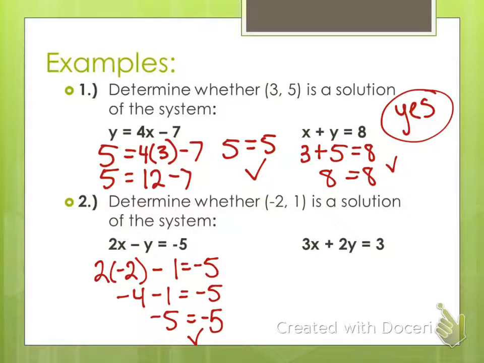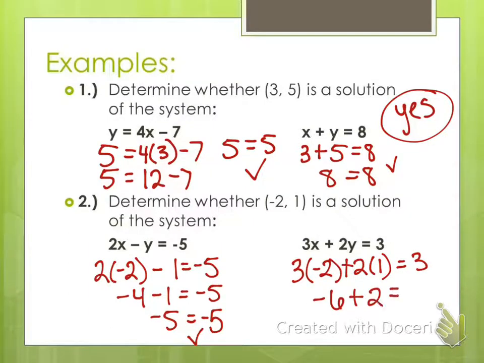So we go to the next one. We plug in -2 and 1 again. What is 3 times -2? -6. What is 2 times 1? What is -6 plus 2? Does -4 equal 3? No, it does not. So because this does not work, this is not a solution. So no.